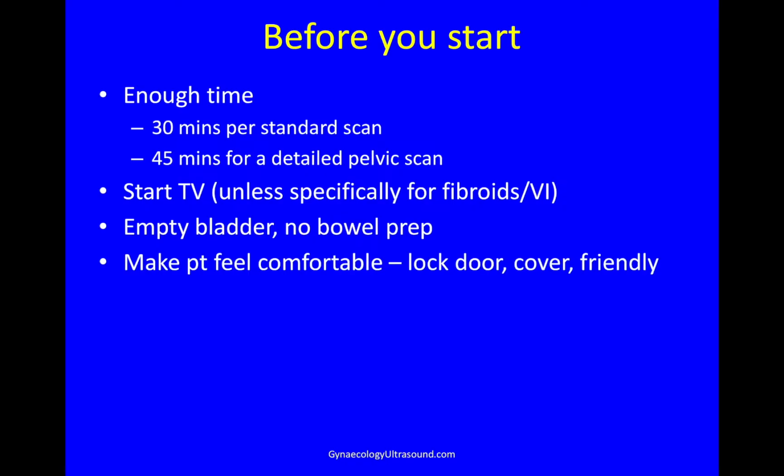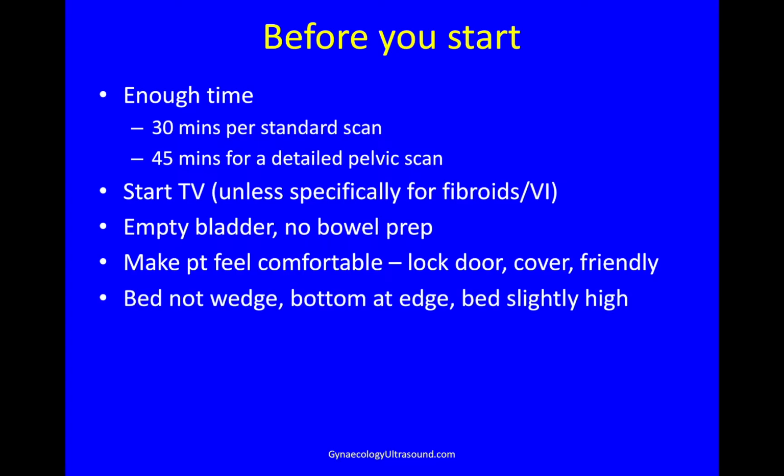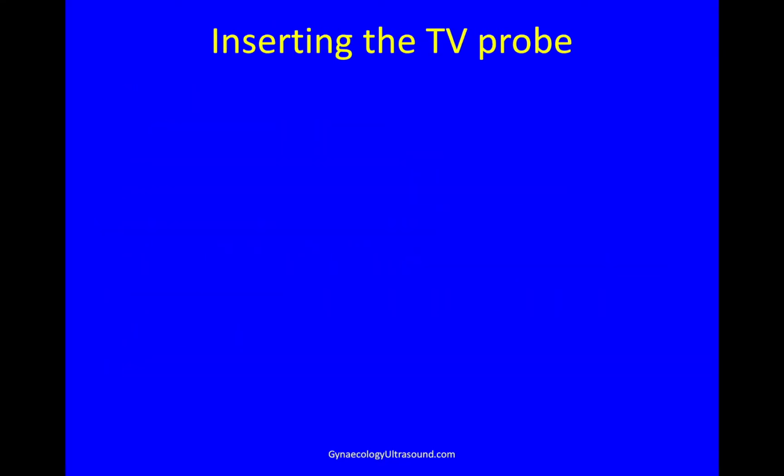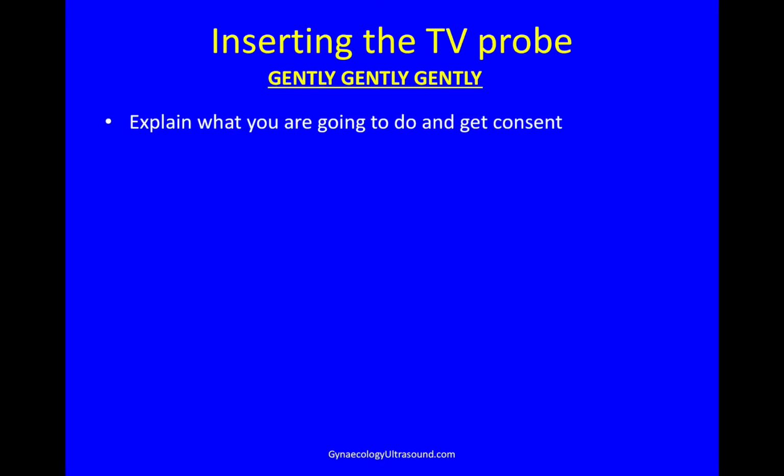You need to make the patient feel comfortable, lock the door, cover them over, be nice. And then use a bed, not a wedge. Have the patient's bottom at the edge of the bed and the bed slightly high. And then feet on the stirrups or on a chair. And if the patient has got stirrups, you can sit between the legs, and this is a good position to look for deep endometriosis.